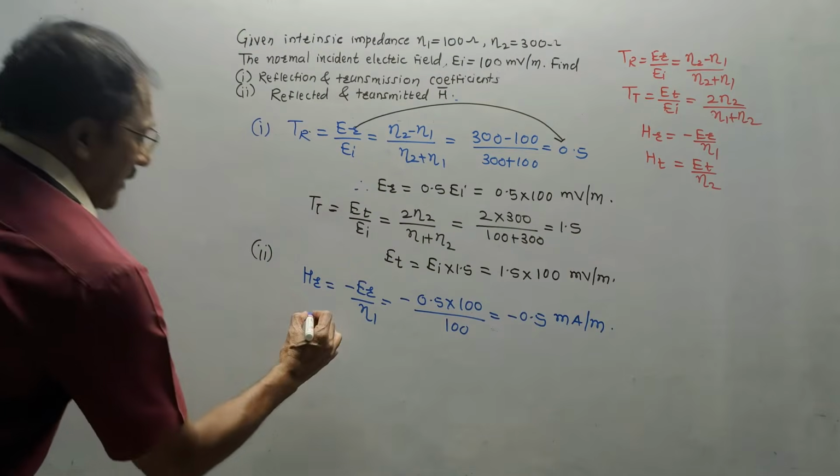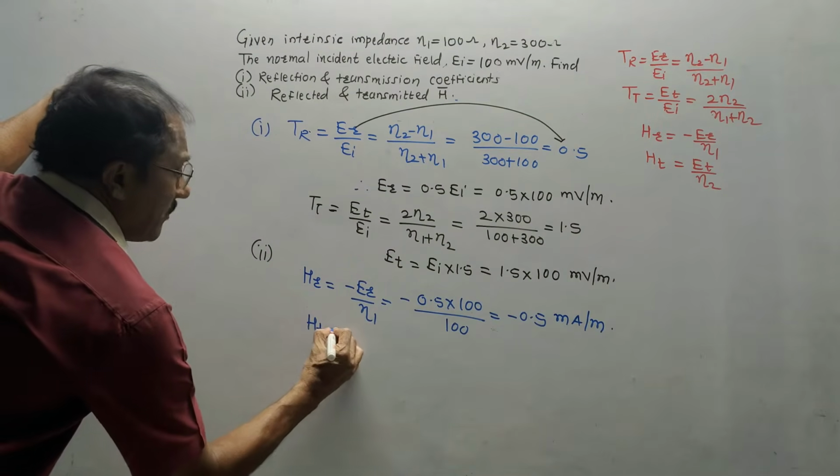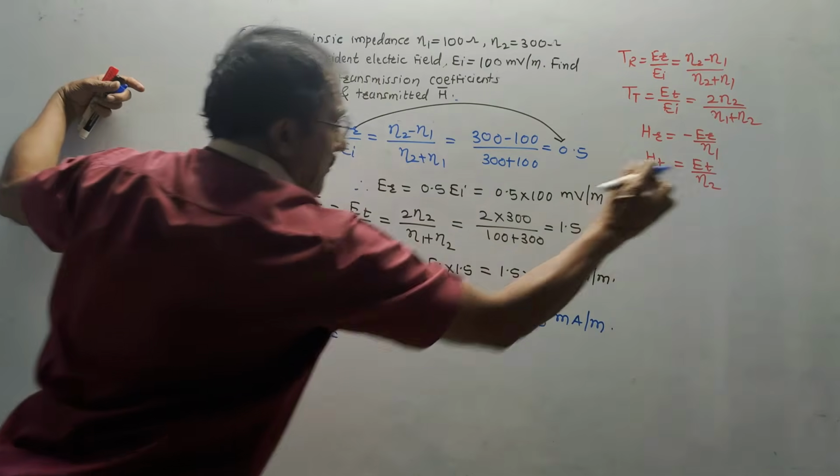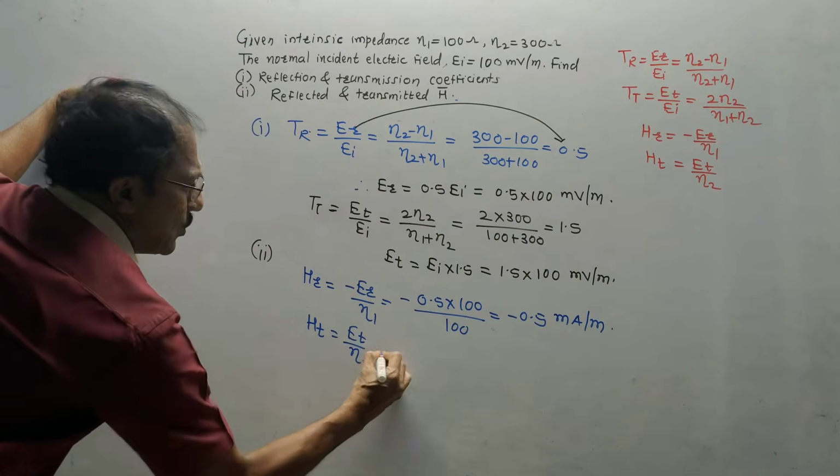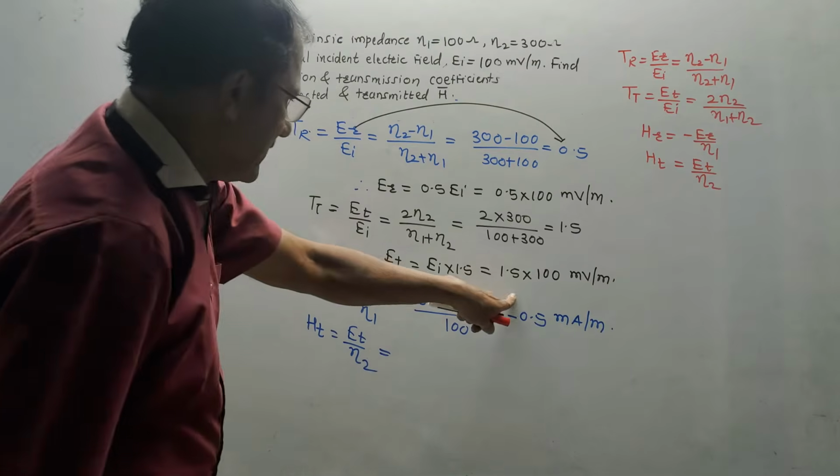Now the next equation, HT, I have this formula ET upon eta 2. So it is ET upon eta 2. ET I have already expressed in terms of EI.